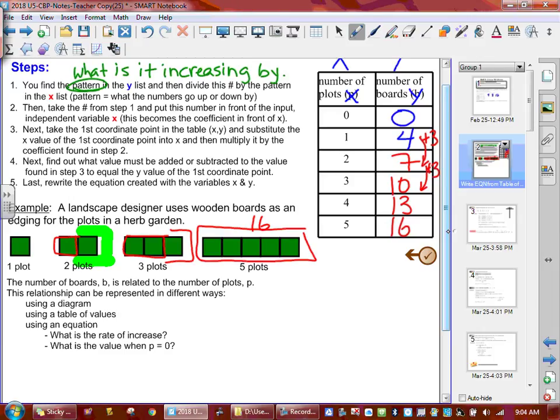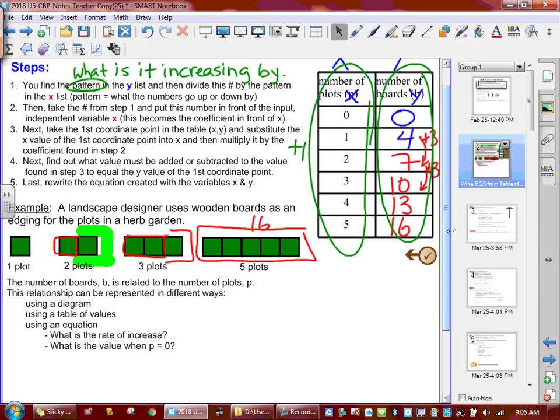Then we've got to look on the left-hand side, because it says take the number from the Y pattern, and divide by the pattern number in the other column. So I know the pattern here is going up by 3. What's the pattern on the left? It's only going up by 1.